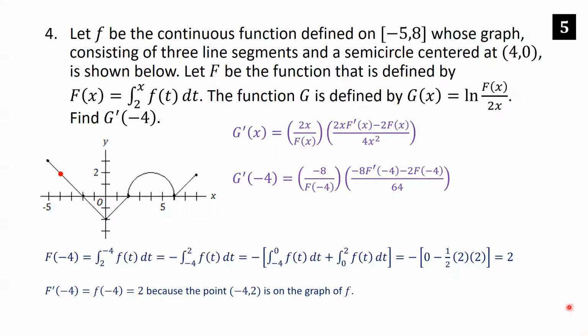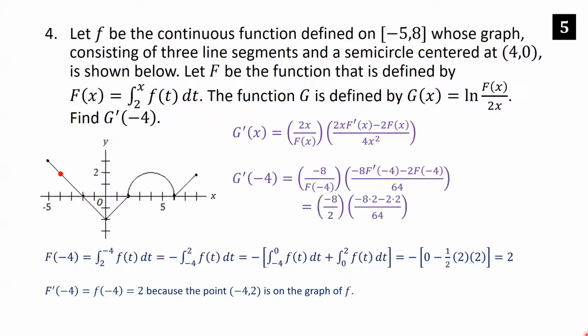Now, capital F prime of -4 is equal to little f of -4 by the fundamental theorem of calculus. And little f is what this graph is of. So we could just look at the graph to figure that out. So little f of -4 is 2 because the point -4, 2 is on the graph.